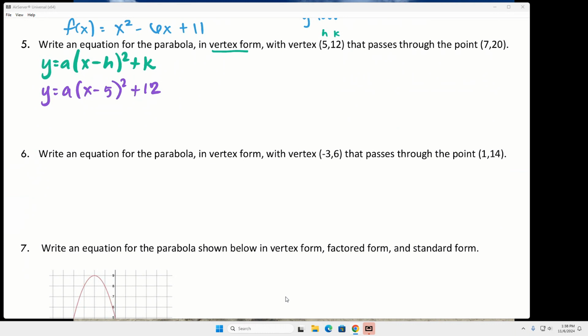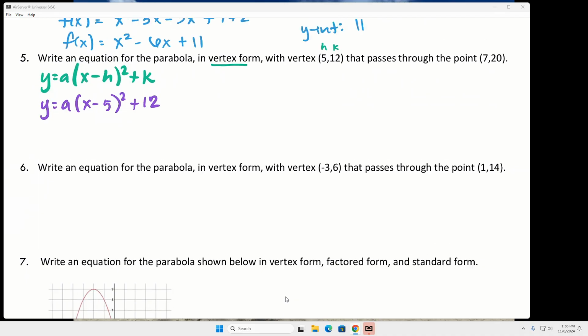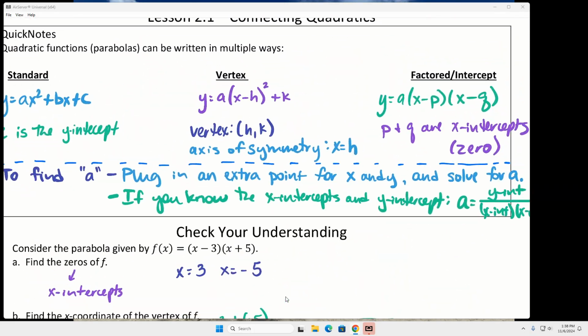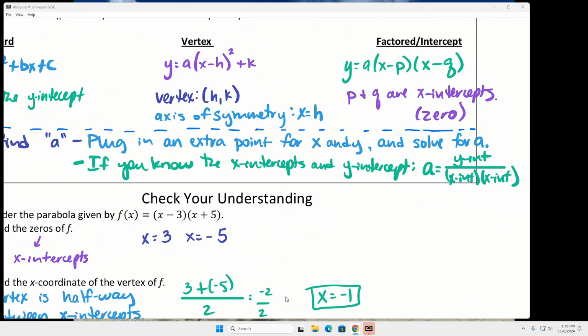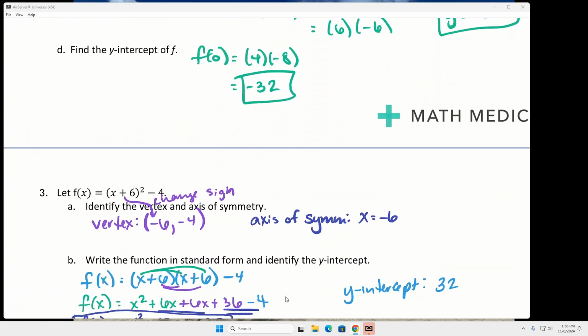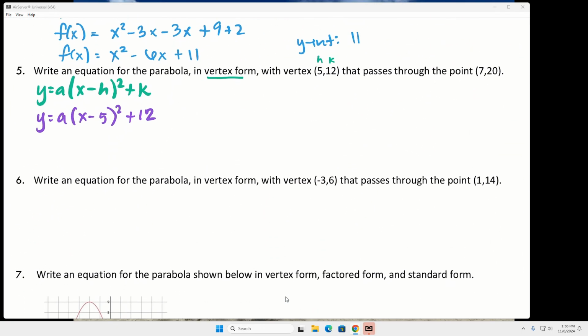But you don't have the actual equation until you know what a is. And so there are 2 ways to find a. You can plug in an extra point to find a, or if you know the x-intercepts and the y-intercept, then you can use that shortcut. But we don't have that. So what we do have is an extra point, the point (7, 20). And so that is going to be our x and our y that we plug in. So we're going to put 20 in for y and 7 in for x.